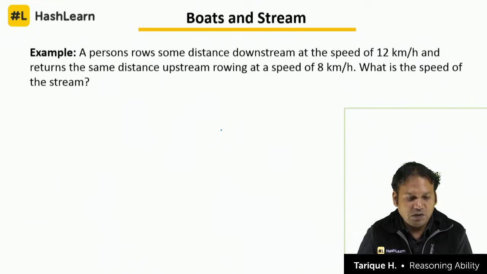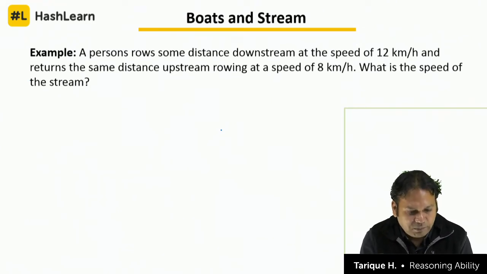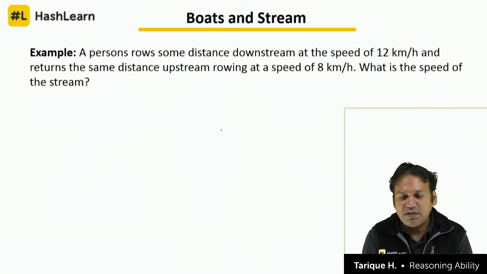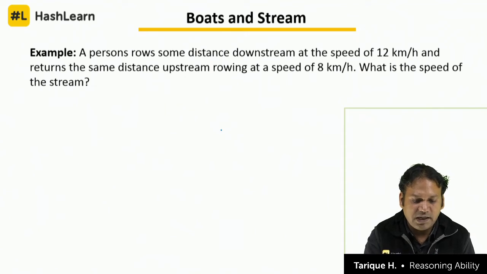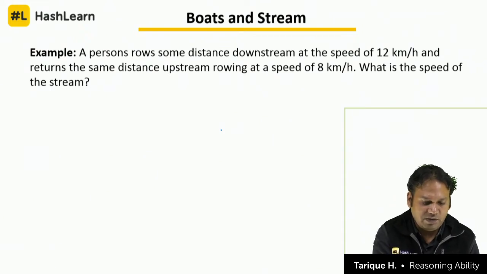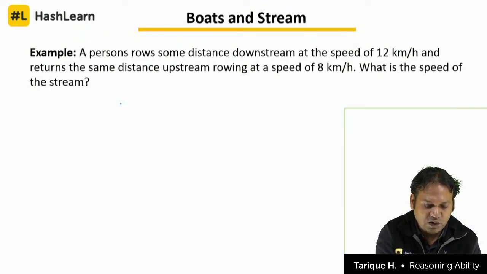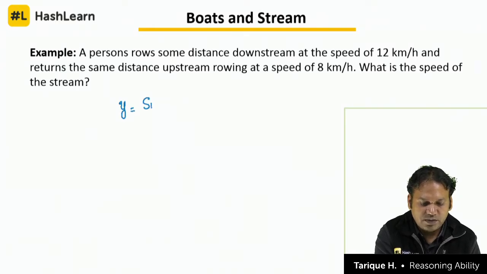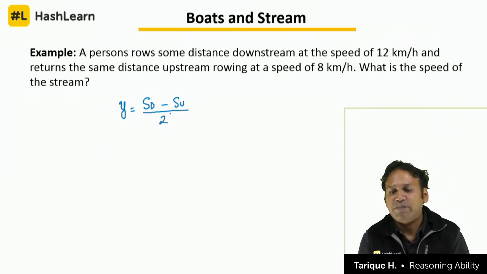ठीक है, चलो. So अभी क्या करेंगे, एक क्वेश्चन बनाएंगे. A person rows some distance downstream at the speed of 12 kilometers per hour and returns the same distance upstream rowing at a speed of 8 kilometers per hour. What is the speed of the stream? Now direct formula is there. We know speed of the stream is speed downstream minus speed upstream by 2. That is why this formula is so helpful, right?